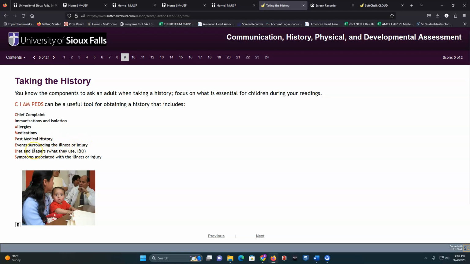And then diet and diapers can be a little different. So in the adults, of course, have you been eating, have you been drinking, have you been pooping? So talking about the eyes and nose. But we also do check about what do they usually have for formula, or how much and how often. Are they on Isomil, or are they on Enfamil, or what kind of formula and what kind of volumes is a big important thing that we need to know. And then symptoms associated to the illness or injury, and that's important in the adult world too.